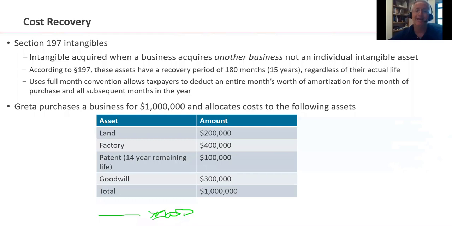And the question is, there are two intangibles in that group. There's a patent and there's goodwill. How do I amortize those costs? Well, they're both 197 intangibles. These were both acquired as part of a trade or business acquisition. Therefore, they're both going to be amortized over 15 years, starting in the month of the acquisition.